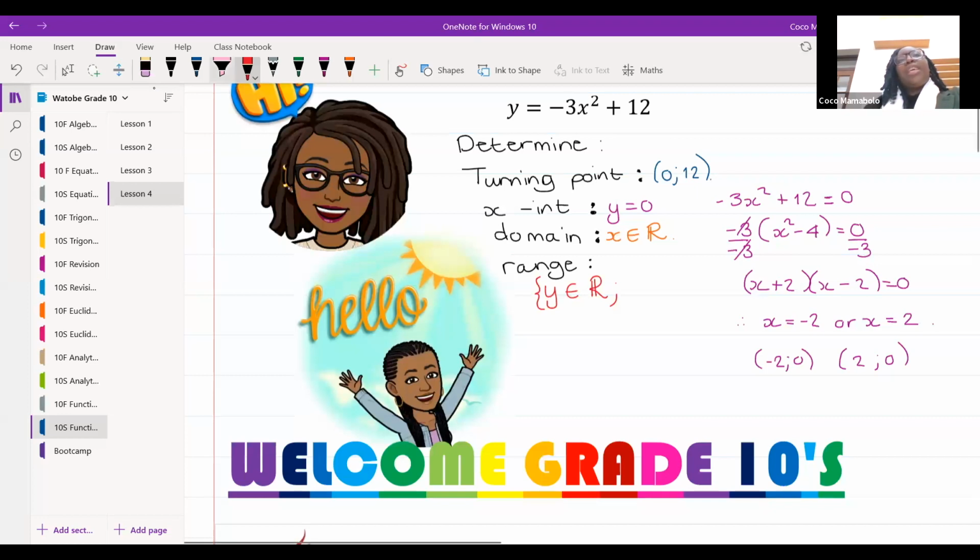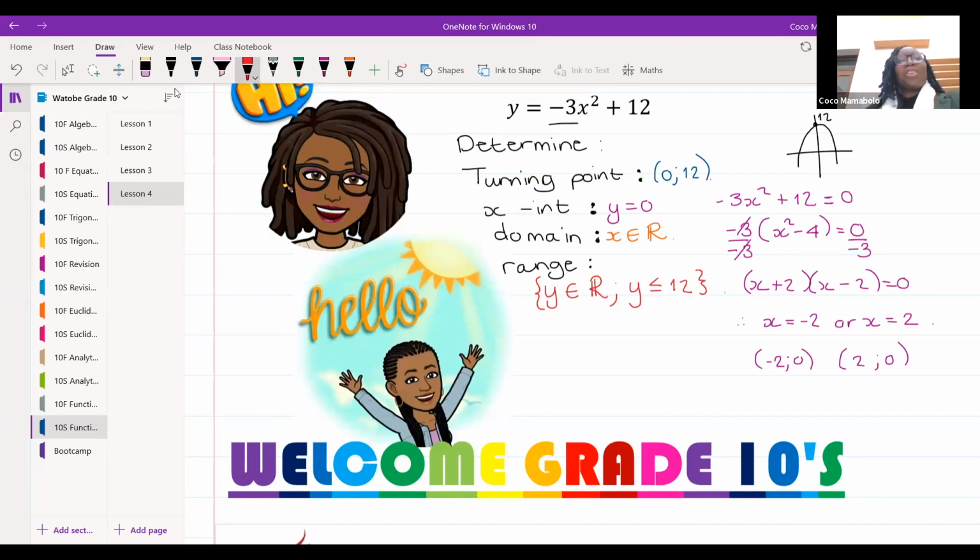But remember, my graph is a frowny face. It's a sad face, yes? Yes. So the graph is going to be a sad face, and the turning point is at 12. So y is less than or equal to 12.